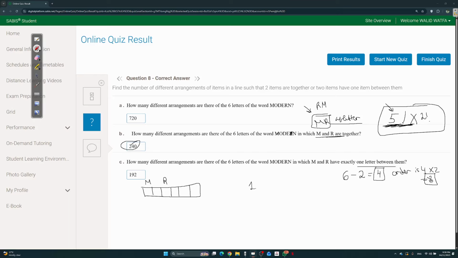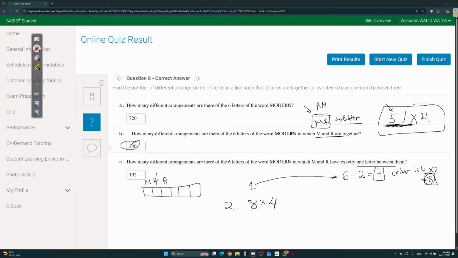Now you got this 8. This is the first step. Figure out the order and the possibilities. The second step now is C. You're now going to fill in this spot with 1 letter. How many different possibilities of letters do we have? 4 different possibilities. So we're going to multiply that by 4.